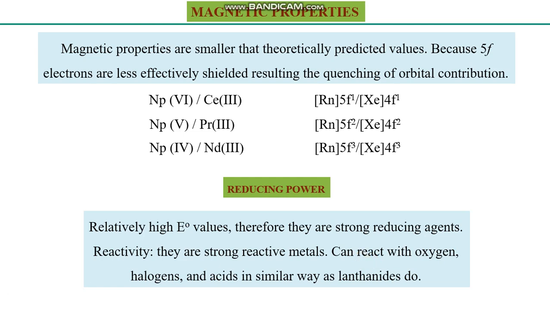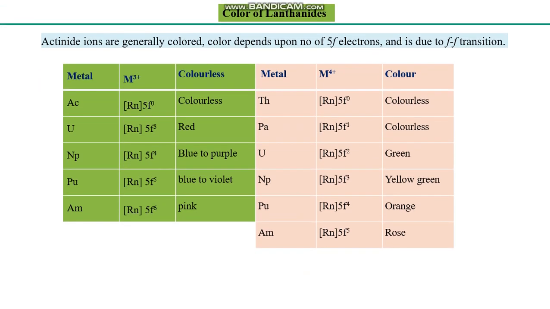Next is the color of actinides, and if you remember, we discussed the color of lanthanides and even the color of D block elements. In the case of D block elements, the color was because of DD transition. In the case of lanthanides, the color was because of FF transition, and in actinides also the color is because of FF transition because they are F block elements.